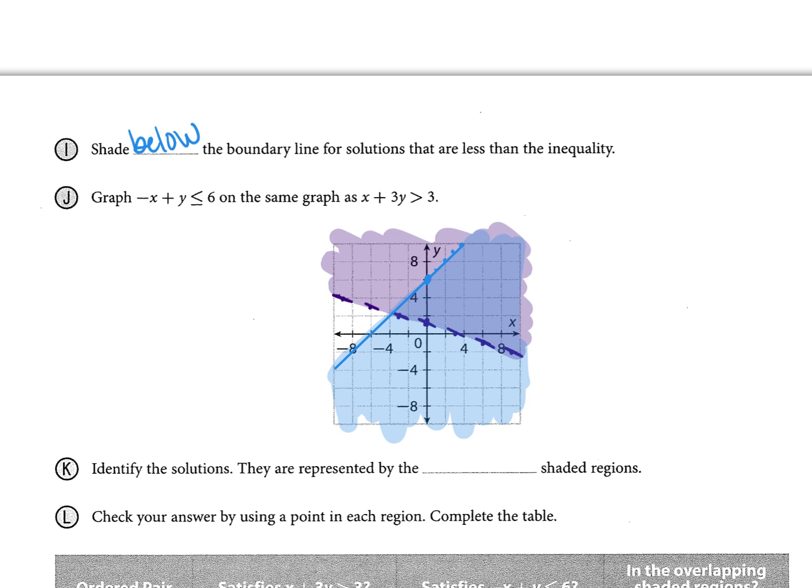Identify the solutions. They are represented by the overlapping shaded regions. So this part here, where we have the purple and the blue, that is where the solutions to the system exist. If we just look at where it's shaded in purple, that is a solution to the first inequality, but not the system. And then if we look at just the blue, that is a solution to the second inequality, but not the system. And this section over here, that would be a piece of the graph where it is not a solution to either of the two inequalities.